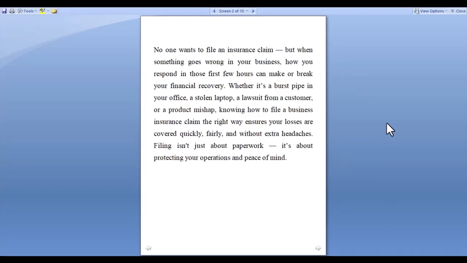So whether it's a burst pipe in your office, a stolen laptop, a lawsuit from a customer, or a product mishap, knowing how to file a business insurance claim the right way ensures your losses are covered quickly, fairly, and without extra headaches. Filing isn't just about paperwork, it's about protecting your operations and peace of mind. So now let's go to the next page.